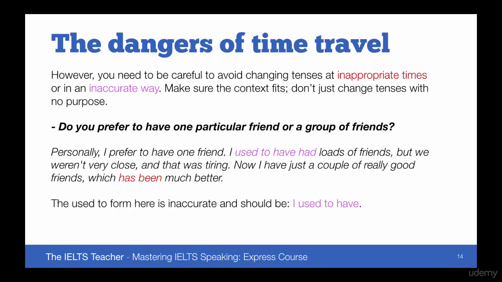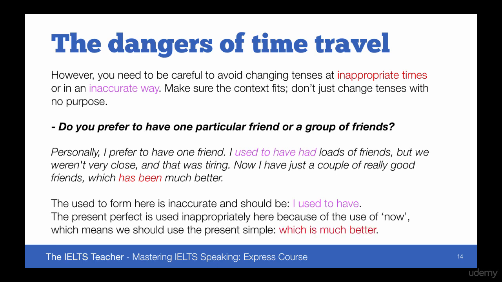Hopefully you've noticed a couple of problems with this answer. Now the first problem is a problem of inaccuracy. The used to form here is inaccurate. It should be, I used to have loads of friends, not I used to have had. And the other problem is a problem of appropriacy. So one form is being used inappropriately, which is the present perfect, has been. Instead, we should be using the present simple because we've used the word now. So instead of which has been much better, we should be saying which is much better.